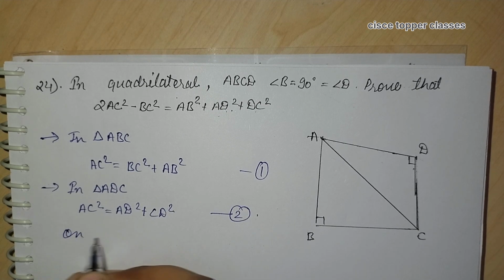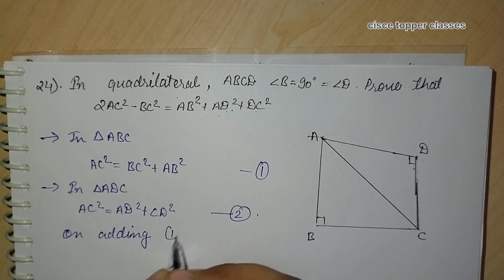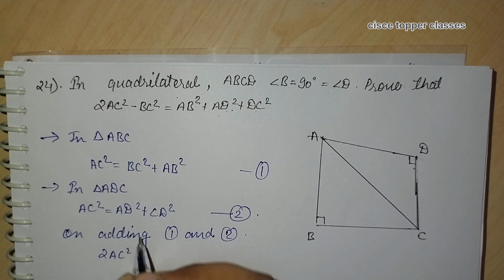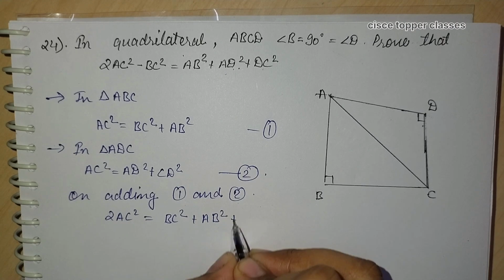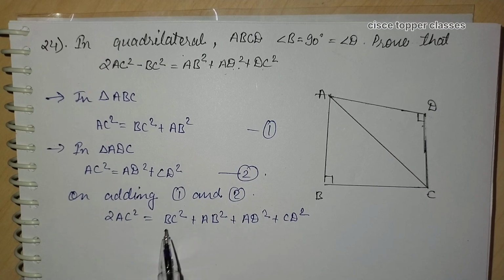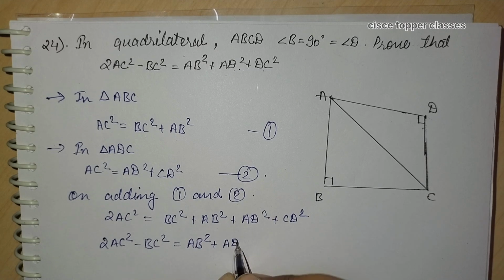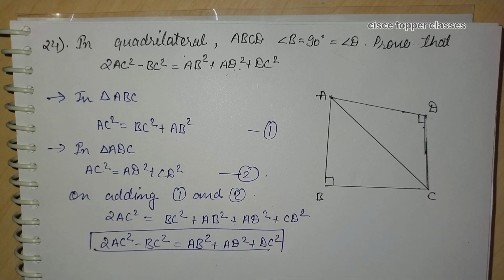Now on adding the first and second, we can write 2AC square equal to BC square plus AB square plus AD square plus CD square. Now we can shift this BC square to this side, so it will be 2AC square minus BC square equal to AB square plus AD square plus DC square. This is only what we have to prove in this question. So hence proved.